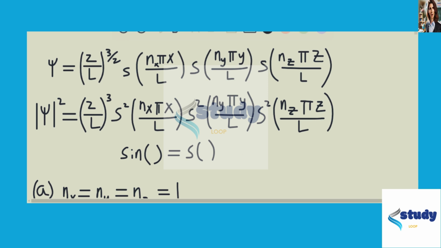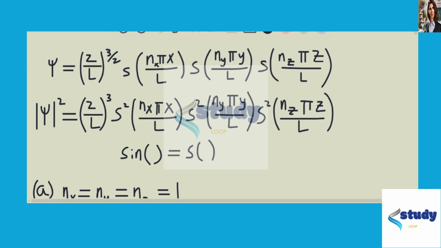So the probability distribution function is equal to the absolute value of the wave function squared. So that would be equal to this here. So each sine value gets squared, and the 2 over L is now raised to the third. The 1/2 value is canceled out.